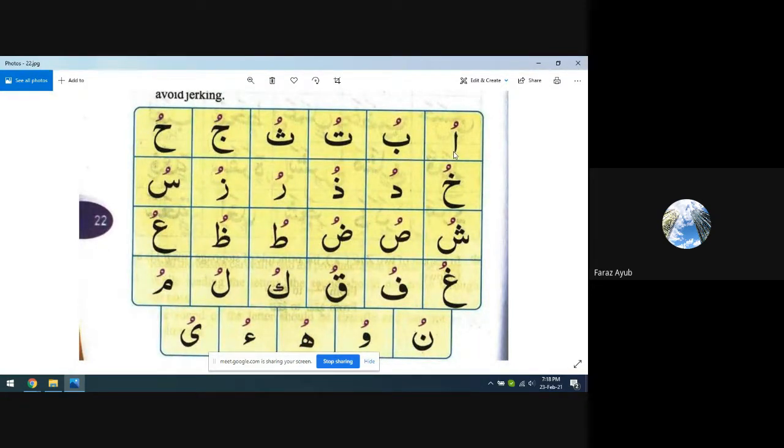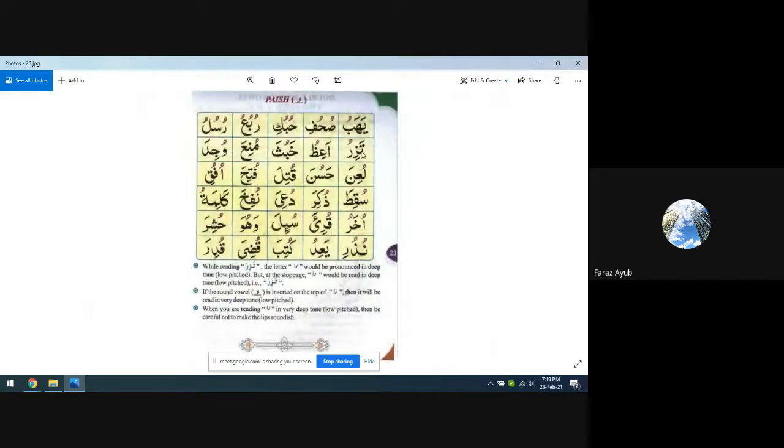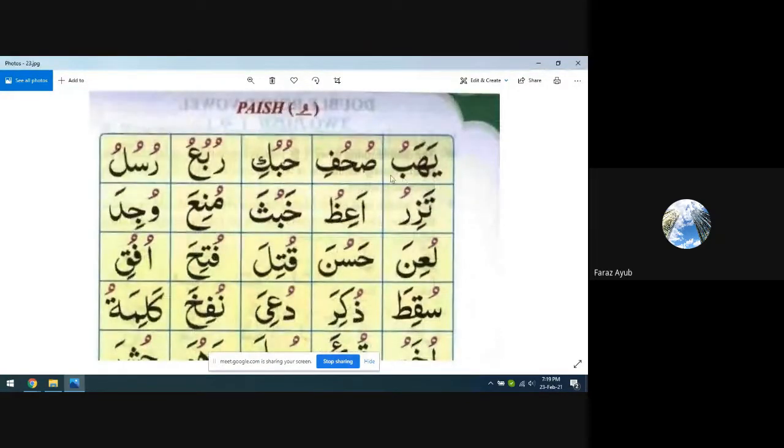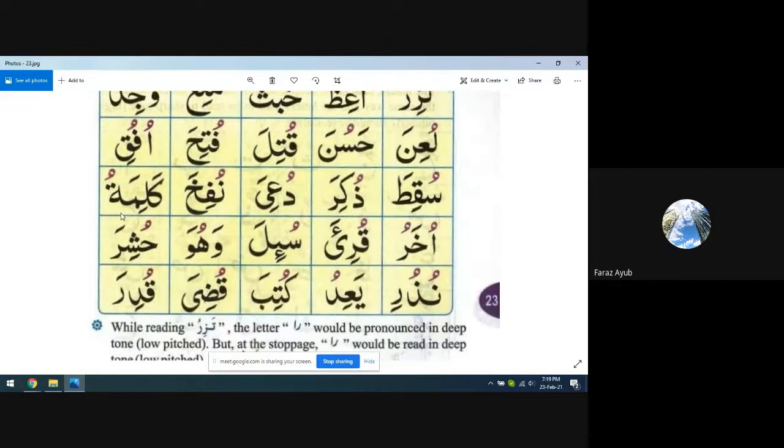This sign is called dhamma or pesh. The sound of pesh or dhamma is u. So hamza dhamma u, or hamza pesh u. And if the last letter has a pesh or dhamma and you want to stop on it, then yahabu becomes yahab. Rubu'u becomes rubu'. Rusulu becomes rusul. Just like here, kalimatu becomes kalimah.